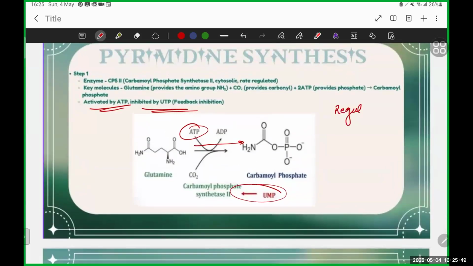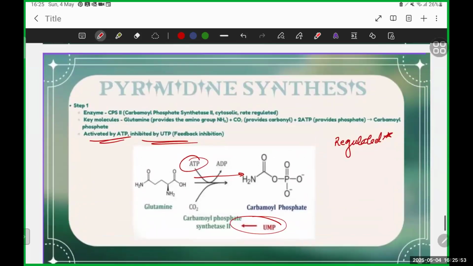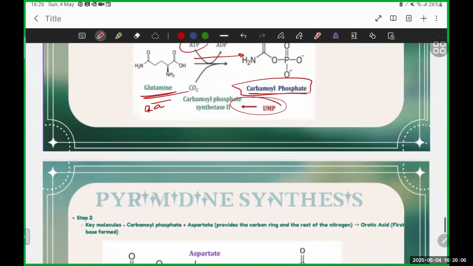All right, regulated. This was the first step. What was our first step? We have the amino acid, and we convert it into carbamyl phosphate using carbamyl phosphate synthetase 2. Synthetase 1 was in the urea cycle.